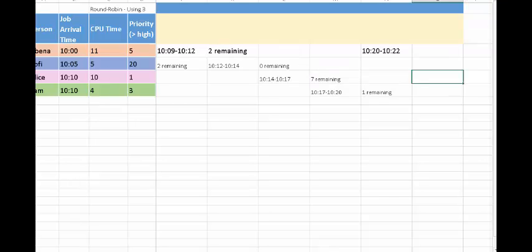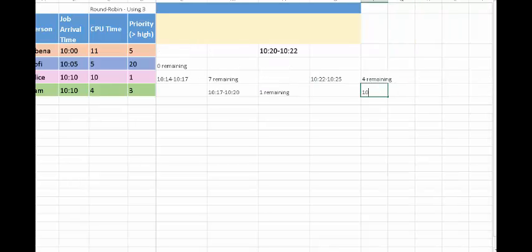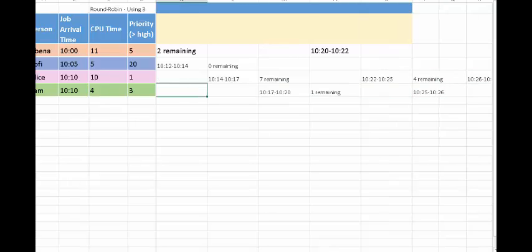Next person to take a turn, 10:22 to 10:25, and that means there'll be 4 remaining. It keeps going. So 10:25 to 10:26, and now there's nothing remaining, and the only person left is Alice, and she can have the remaining 2 turns, 10:26 to 10:30. So this is what round robin would look like.